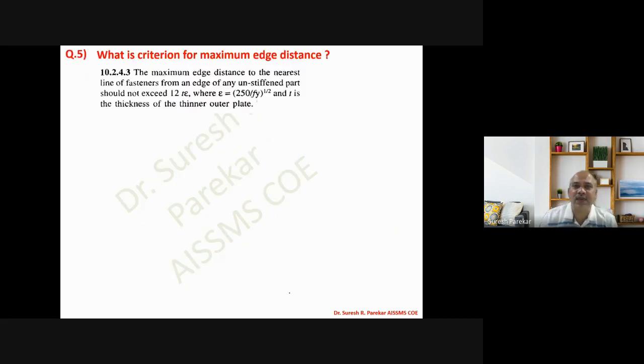What is criteria for maximum edge distance? So that is given, should not exceed 12T epsilon, and that epsilon we know, actually root of 250 divided by Fy. And T is the thickness of the thinner outer plate.